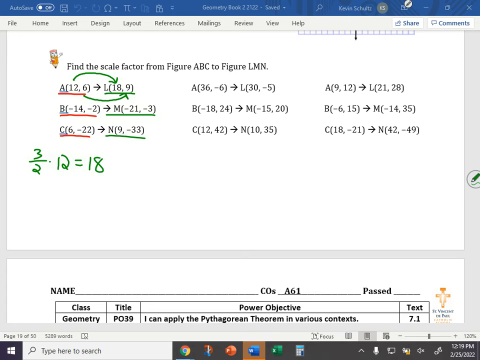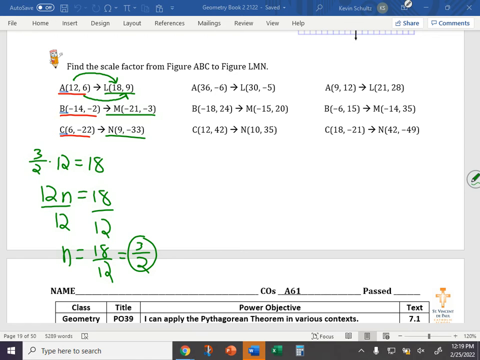Yeah. If we're looking for how we get from 12 to 18, right? 12 times what number gives us 18, because that's what K is. It's that number that we're multiplying by. We solve this equation by dividing both sides by 12, and n equals 18/12. What does 18/12 simplify to be? 3 halves.